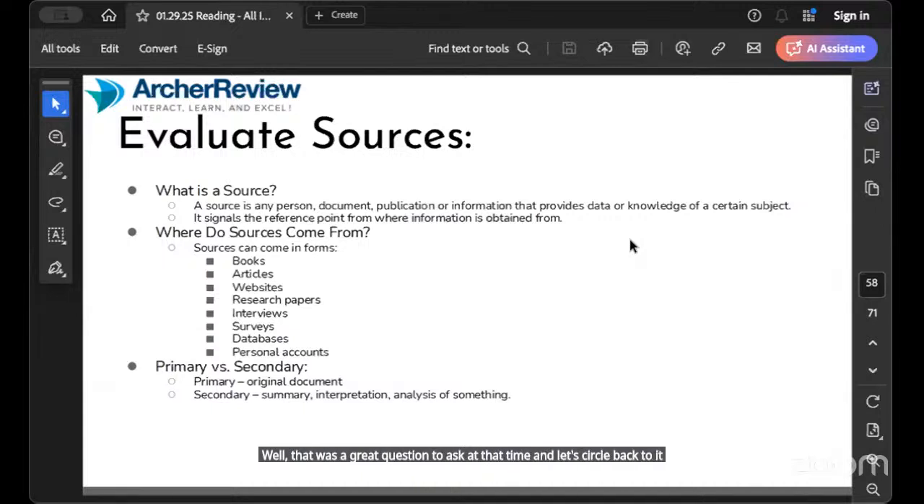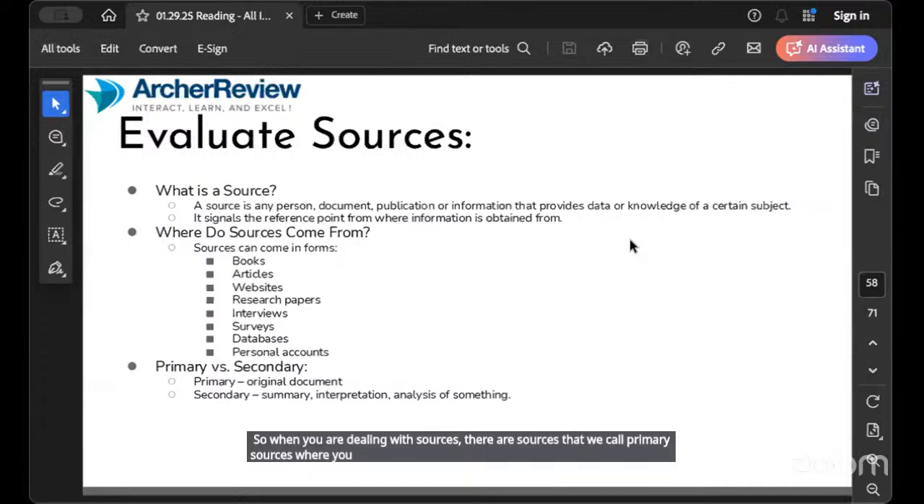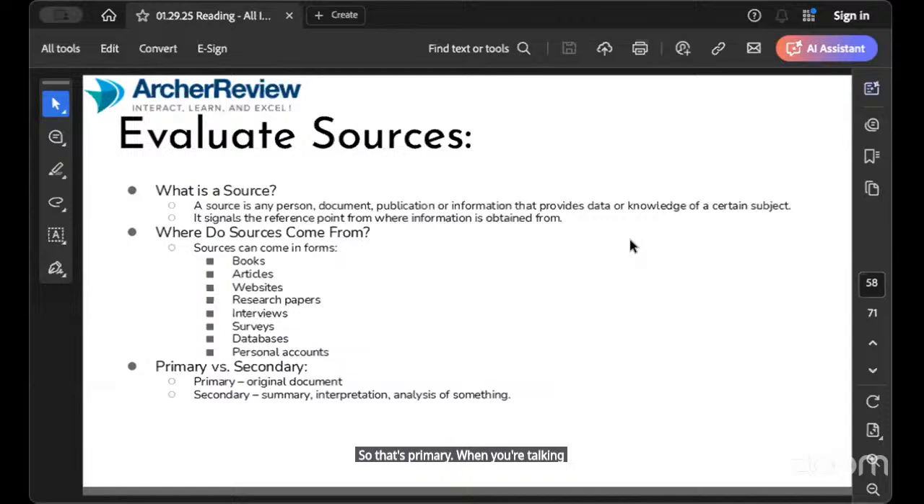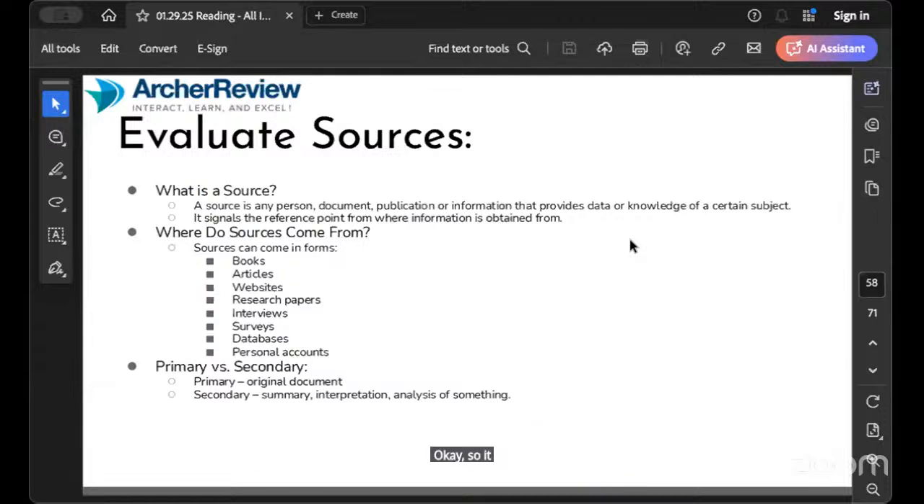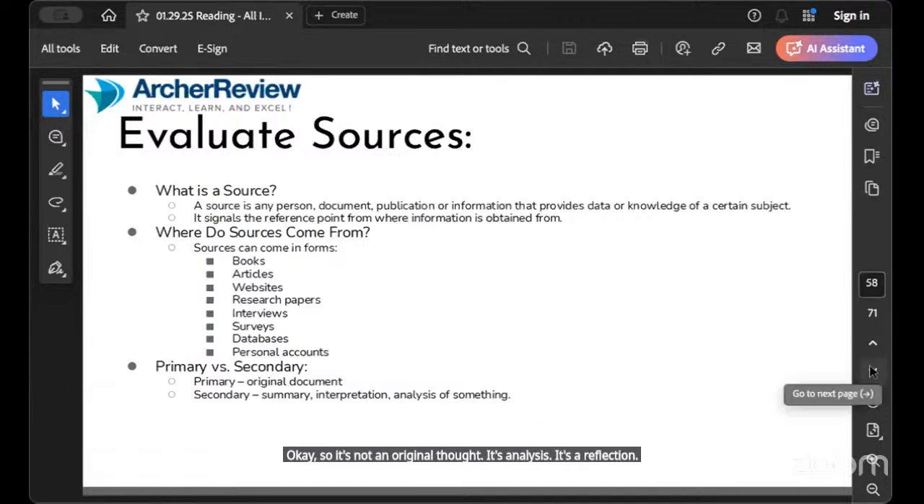So when you are dealing with sources, there are sources that we call primary sources, where you're talking about the original document, okay, whether it be a first-hand account, a diary, or a recording of something. So that's primary when you're talking about the actual original document that's being used. But a secondary source is a summary of whatever that original was, or an interpretation of whatever that original was. This is some sort of analysis on an original source. Okay, so it's not an original thought, it's an analysis, a reflection of a primary source.